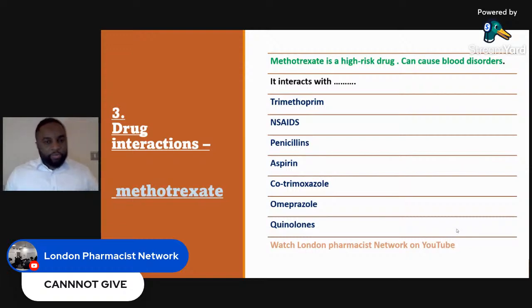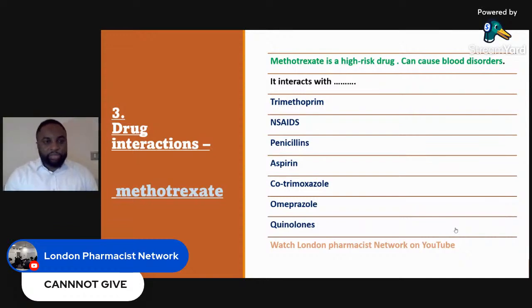The next one is penicillins, like your phenoxymethylpenicillin, amoxicillin. Those drugs can interact with methotrexate as well. They should be avoided. We have aspirin. A patient shouldn't be sold aspirin over the counter if they're on methotrexate. That type of patient needs to be referred. If they say they want aspirin and they have a good reason, they need to be referred to a prescriber so that they can be assessed properly.